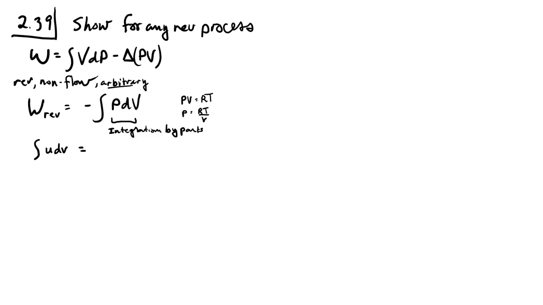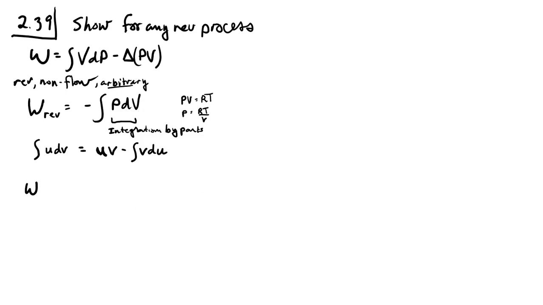Integration by parts says that the integral of U times dV is equal to U times V minus the integral of V times dU. That might get us somewhere. All right, that might get us somewhere. So let's see what we can do.